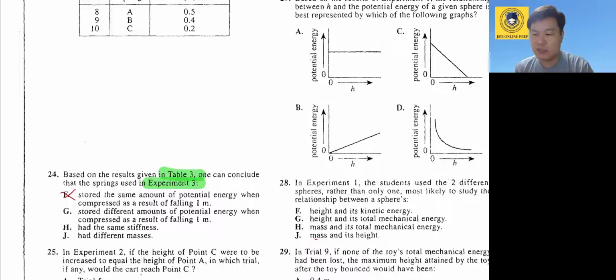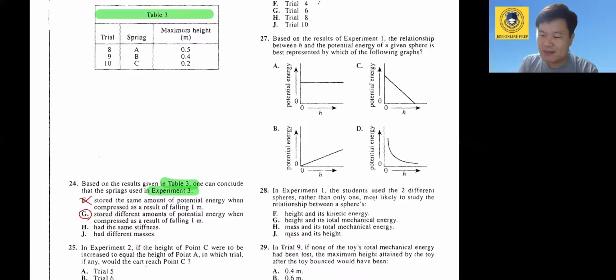How about G? Stored different amounts of potential energy when compressed as a result of falling 1 meter. Makes sense. Because of different potential energy, they reach different heights. So G should be the answer. How about H? Had the same stiffness? No, the instructions specifically said they had different stiffness with the same mass. So H and J include wrong information, so they are wrong.